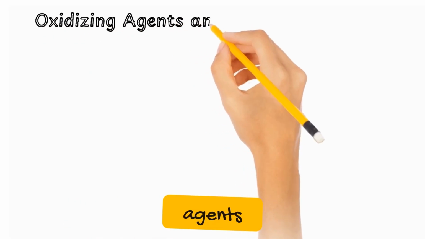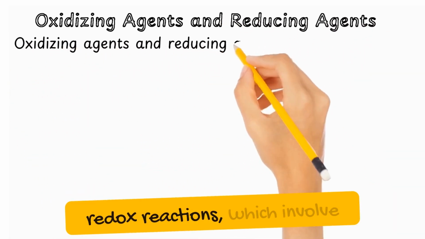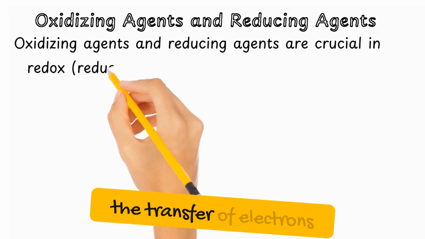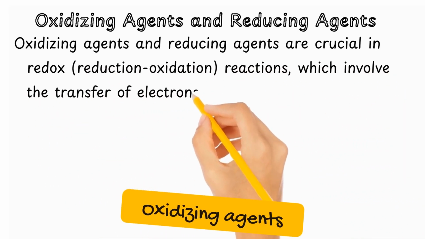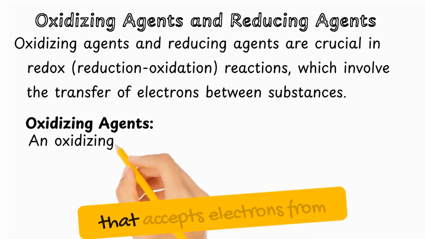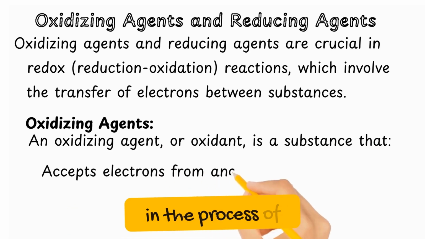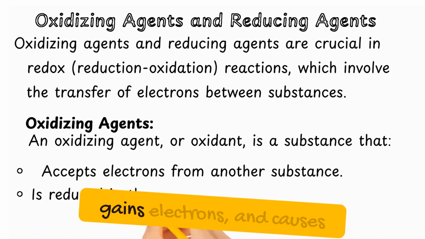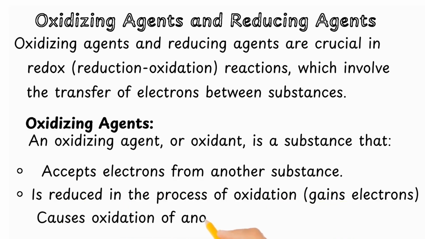In this video, we will continue delving into redox chemistry, oxidizing agents and reducing agents. Oxidizing agents and reducing agents are crucial in redox reactions, which involve the transfer of electrons between substances. Oxidizing agents. An oxidizing agent or oxidant is a substance that accepts electrons from another substance, is reduced in the process of reduction, in other words, gains electrons, and causes oxidation of another substance.